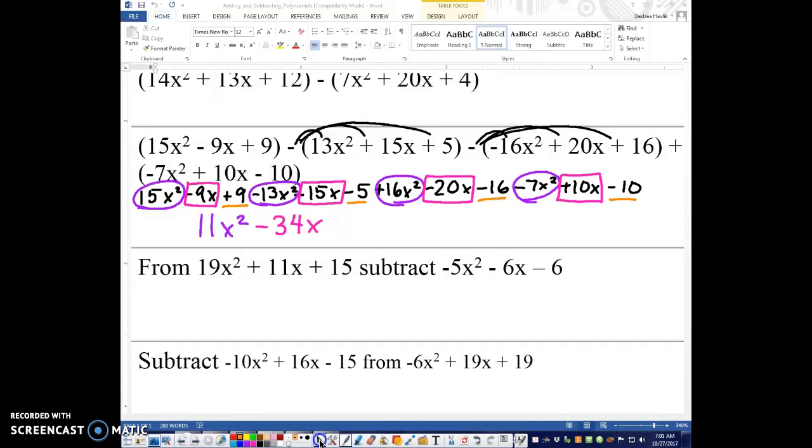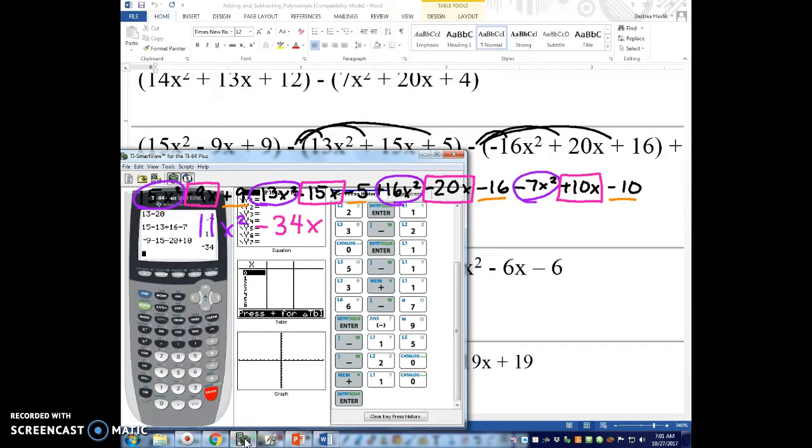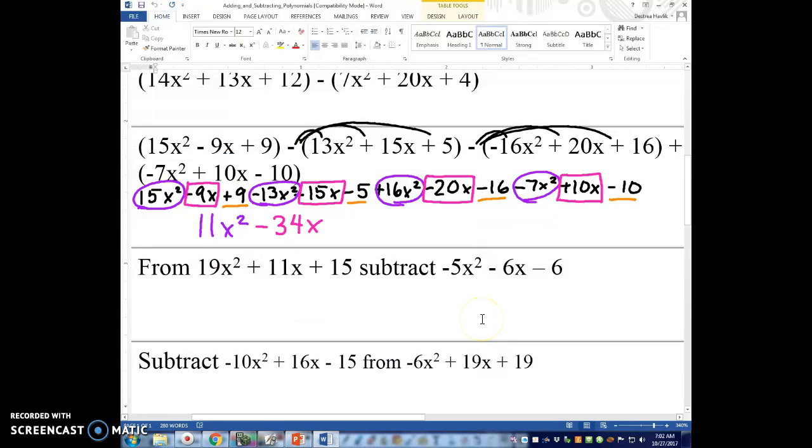Then we have our numbers. So we have 9 minus 5 minus 16 minus 10. Negative 22. Ta-da! That's your answer. Okay, that one looked harder because it had a lot of problems, but it really wasn't that hard, was it?